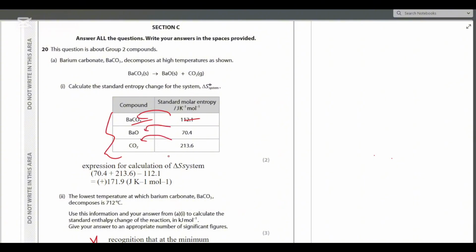So the expression for calculation of ΔS system is pretty simple. All you do is add, we know that the formula is pretty simple. It is the entropy of the products minus the entropy of the reactants.